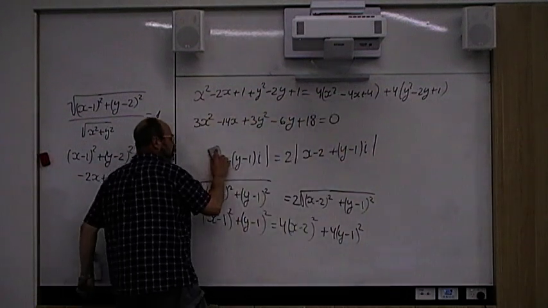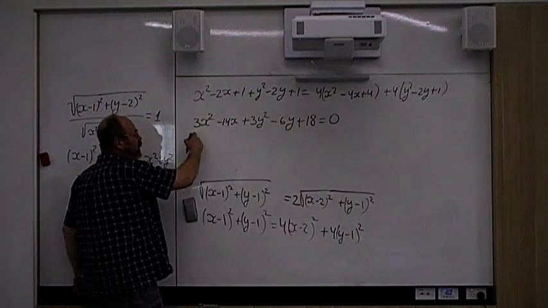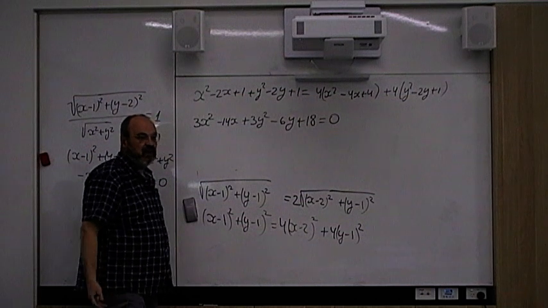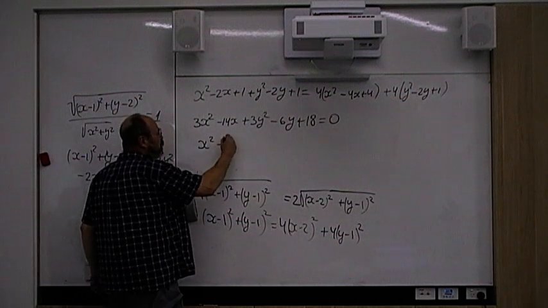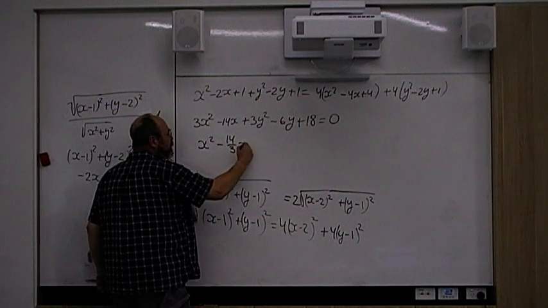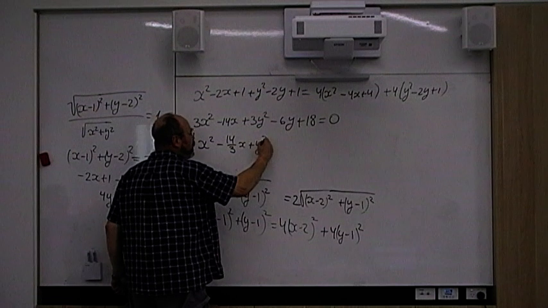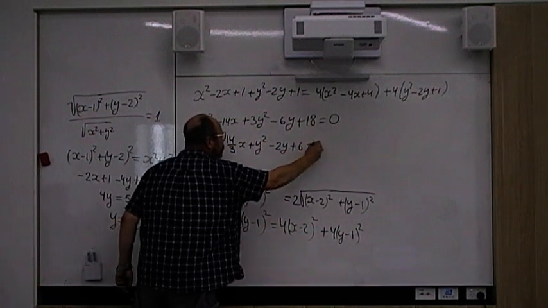Divide everything by 3 to make x squared and y squared coefficients 1. I have x squared minus 14 on 3x plus y squared minus 2y plus 6 equals 0. Might be a circle.